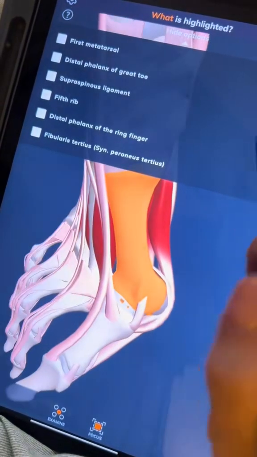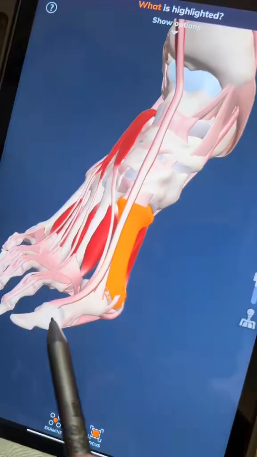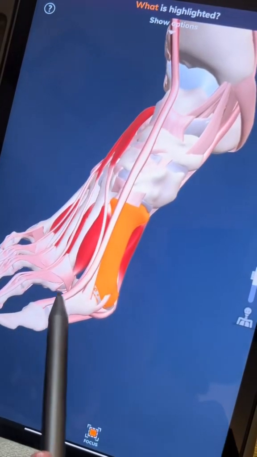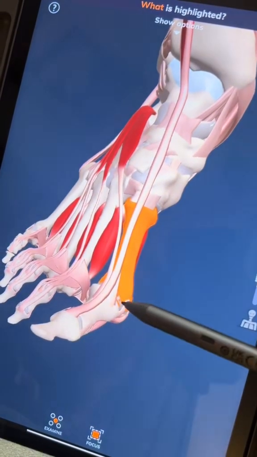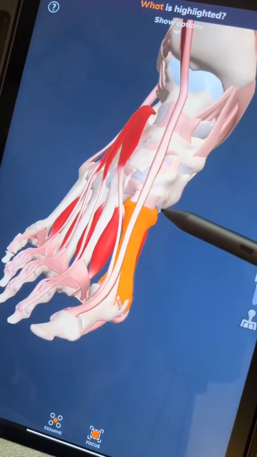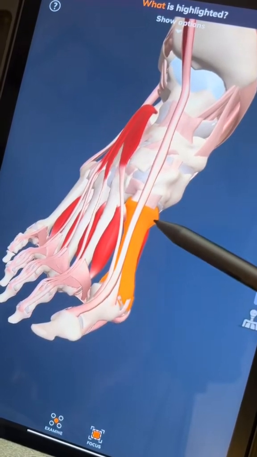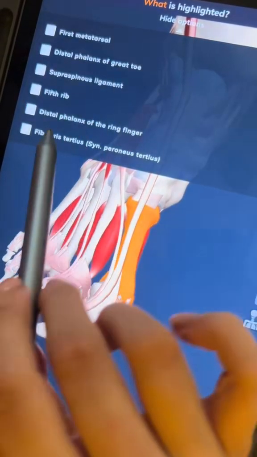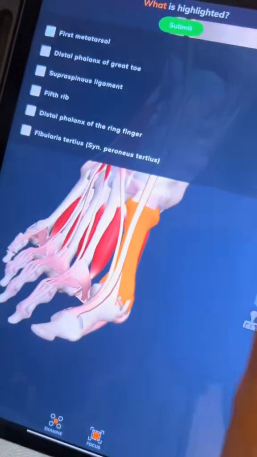Okay, here we have a bone of the foot. We can see the distal phalanx and the proximal phalanx of the big toe, and then our first metatarsal. Remember, this is not a metacarpal. The metacarpals are found in the wrist. Let's see if it's an option. First metatarsal, correct.